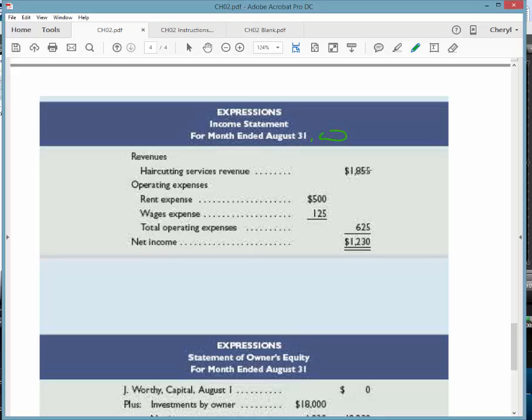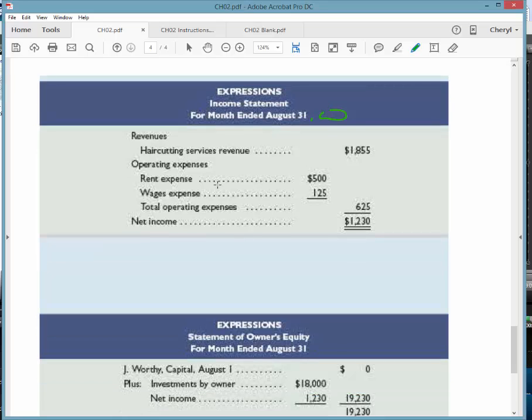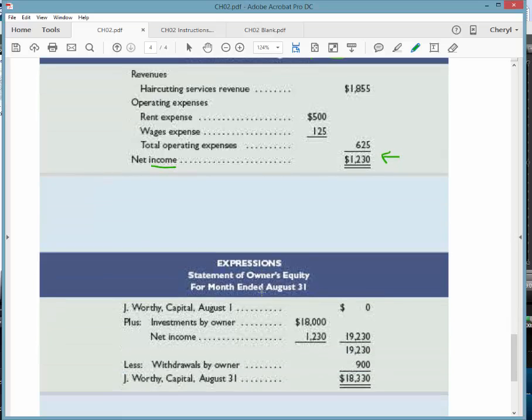We don't need to have total revenues. If we had more than one revenue, then yes, we would need total revenues. Operating expenses or just expenses, label each one by the name on the chart of accounts. Total operating expenses, subtract the difference. Our revenues were more than our expenses, so we had net income.